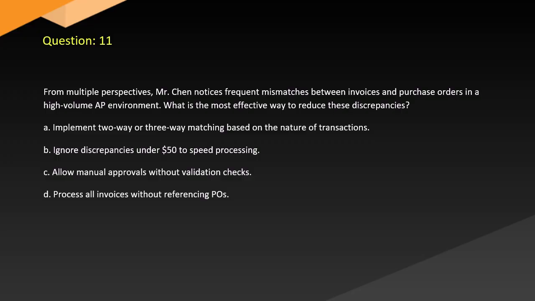Question 11. From multiple perspectives, Chen notices frequent mismatches between invoices and purchase orders in a high-volume AP environment. What is the most effective way to reduce these discrepancies? A. Implement two-way or three-way matching based on the nature of transactions. B. Ignore discrepancies under $50 to speed processing. C. Allow manual approvals without validation checks. D. Process all invoices without referencing POs.